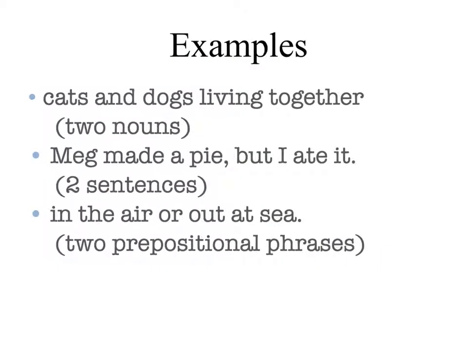There are also some examples here of the ways that coordinating conjunctions work. Cats and dogs, joining two nouns, and is the conjunction. Meg made a pie, but I ate it is an example of a conjunction joining two sentences. You can also join two prepositional phrases, in the air or out at sea.